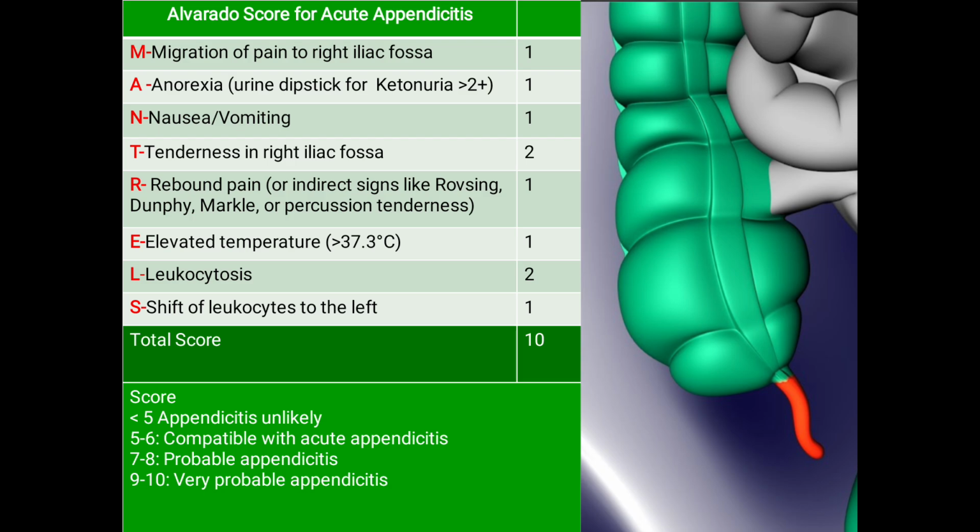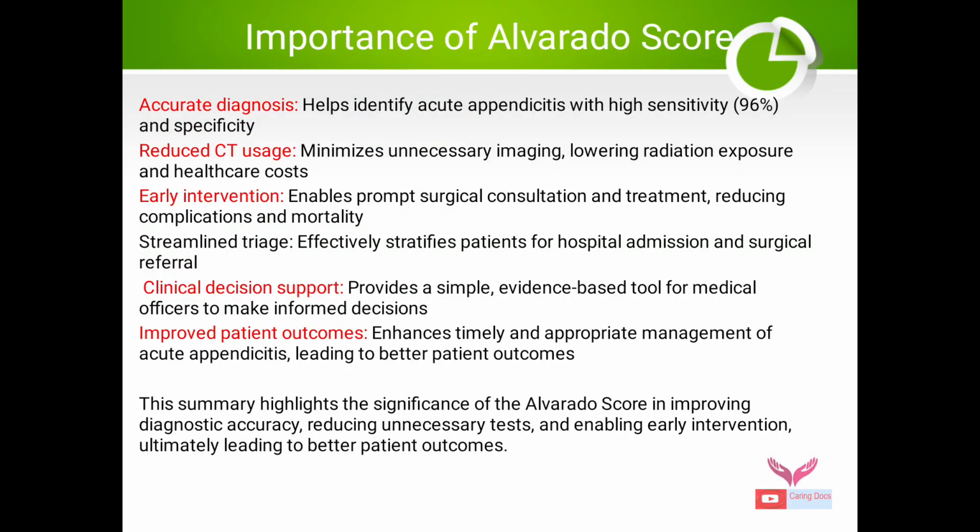If the score is 5 to 6, it is compatible with acute appendicitis. If the score is 7 to 8, it suggests probable appendicitis, and if the score is between 9 and 10, it is a very high probability of appendicitis.